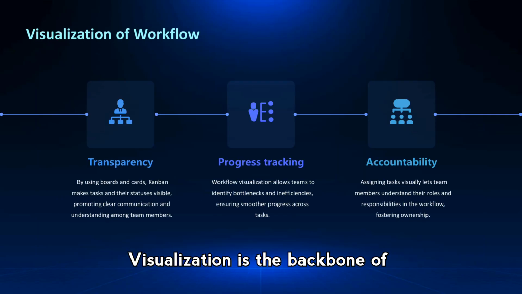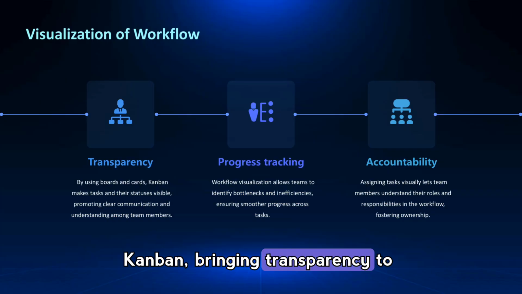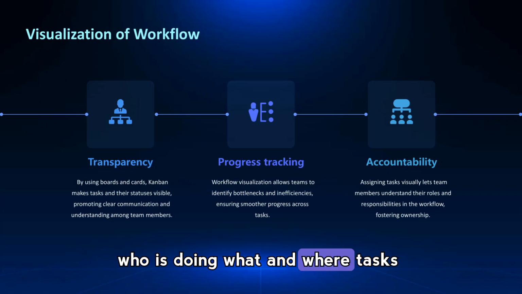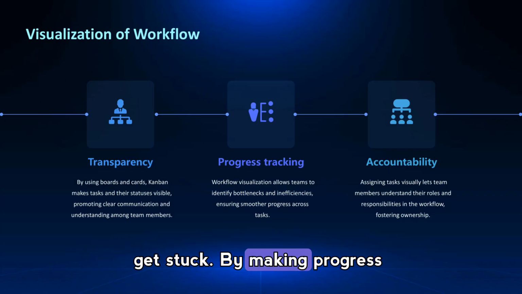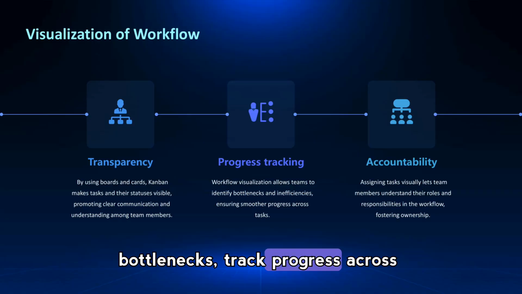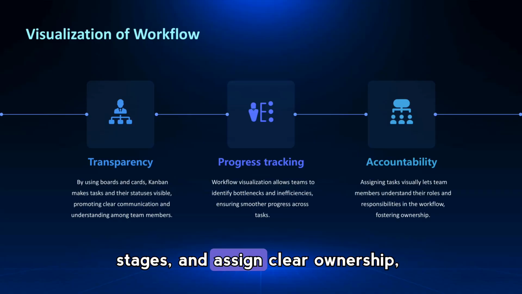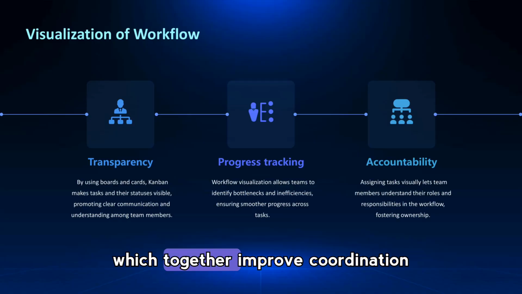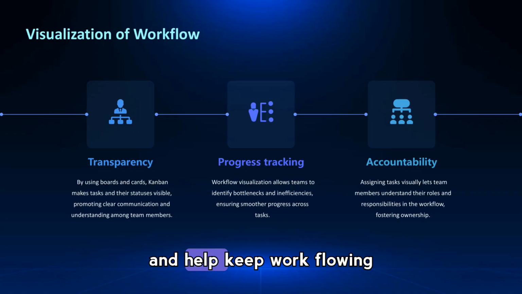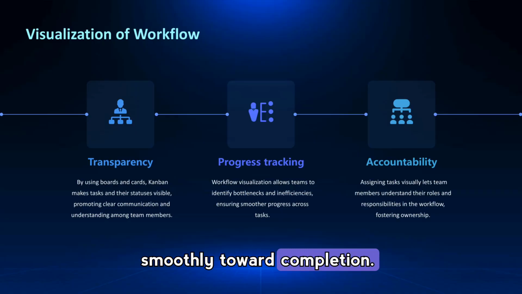Visualization is the backbone of Kanban, bringing transparency to who is doing what and where tasks get stuck. By making progress visible, teams can quickly spot bottlenecks, track progress across stages, and assign clear ownership, which together improve coordination and help keep work flowing smoothly toward completion.